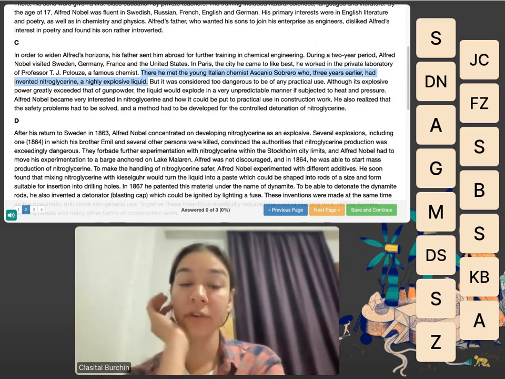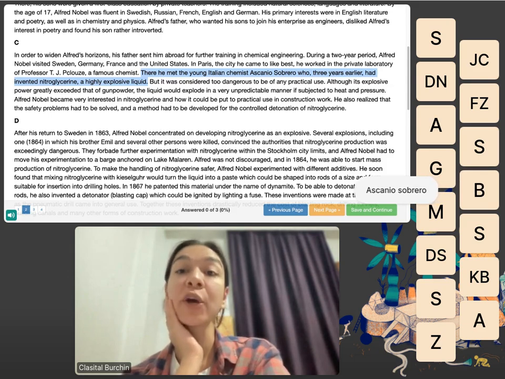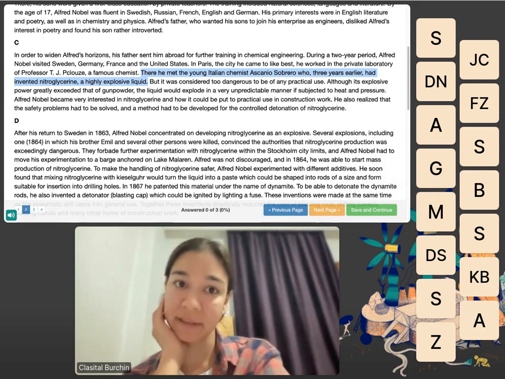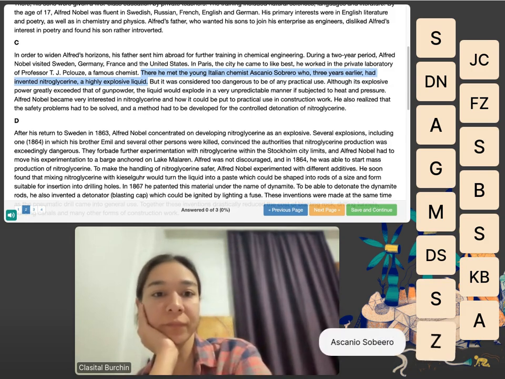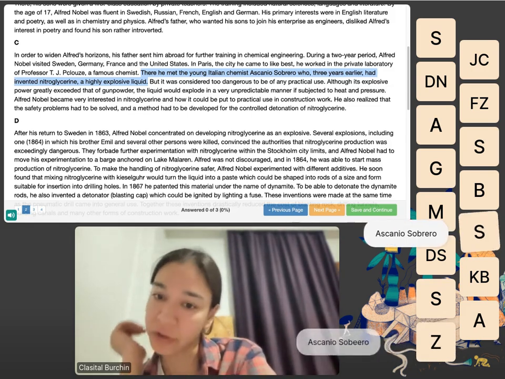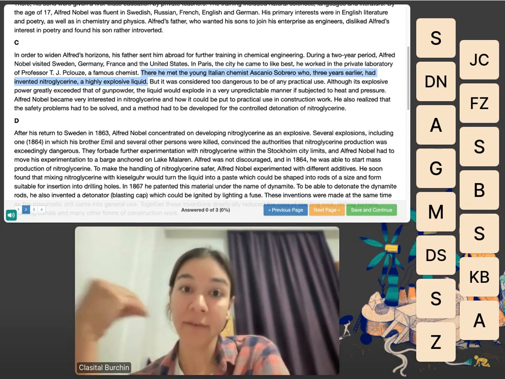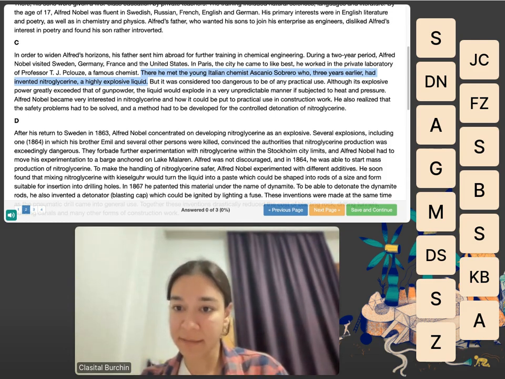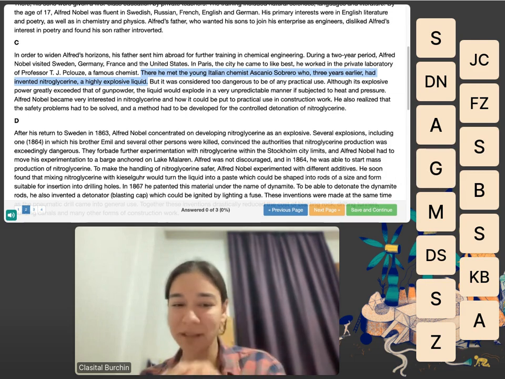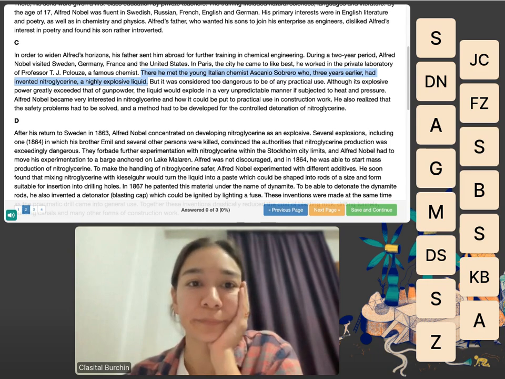Can we use capital words? If you are supposed to write in capitals, you should write in capitals. Otherwise, you will lose points. For example, if we are writing a name, we are supposed to write it with capital letters. Very good. I see many answers. Ascanio Sobrero. Maybe I'm not pronouncing it correctly, but yes, this is my answer.